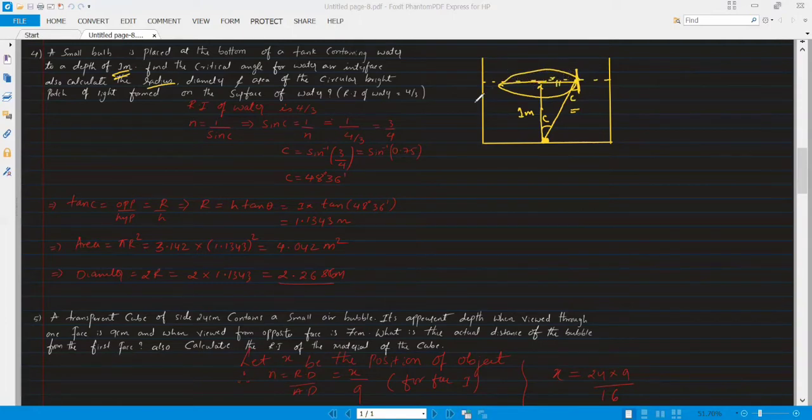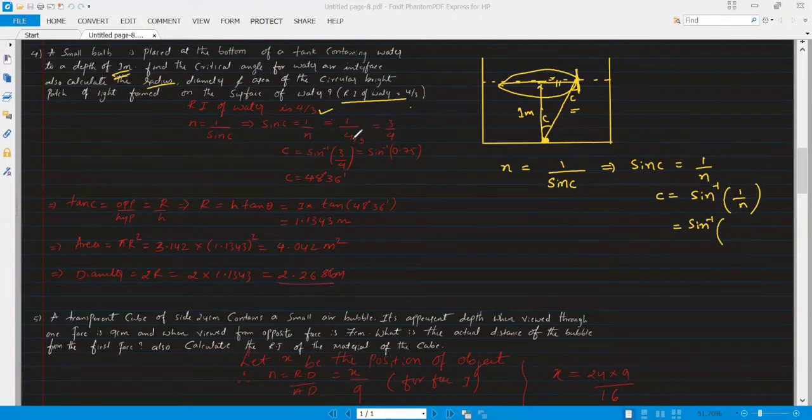First we will try to find out the radius. To find out the radius, let us go for this one. The refractive index is given, that is water is 4 by 3. So the refractive index of water is 4 by 3. So using the formula, that is the relation between n and c, refractive index and critical angle, n is equal to 1 upon sin c. So using this formula we can calculate the value of c, that is sin c is equal to 1 upon n. C is equal to sin inverse of 1 upon n. So this can be written as sin inverse of, the value of n is 4 by 3. If you take it to the numerator, that is going to be 3 by 4.